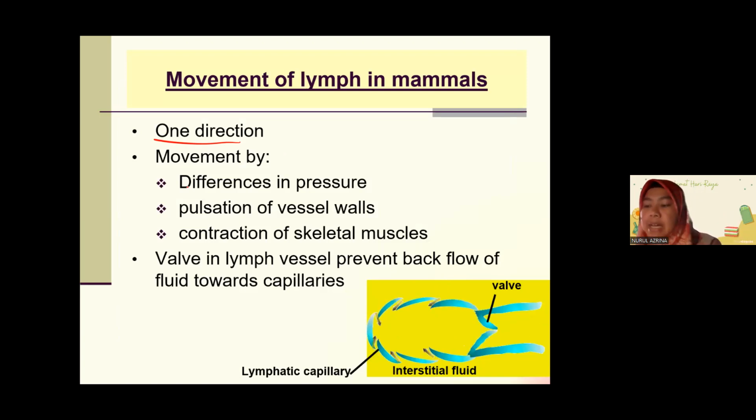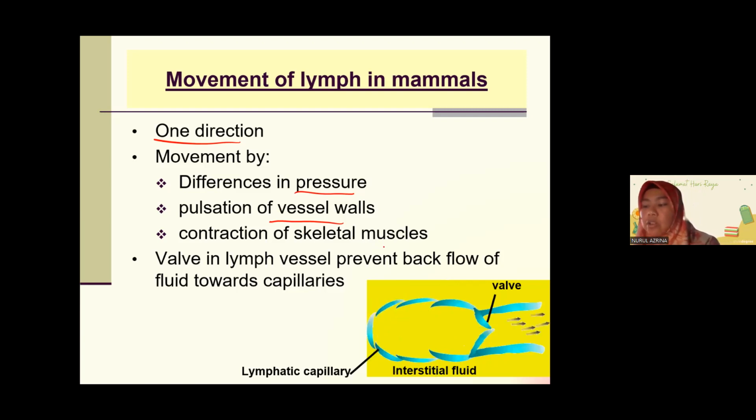It is assisted by differences in pressure, as we discussed earlier. Pressure in the interstitial fluid is higher than the pressure inside the lymphatic capillary. The pressure inside the lymphatic capillary is higher than the lymphatic vessel, and so on. Number two is the pulsation of the vessel wall. Remember, our blood vessel is quite elastic, so it keeps on slowly contracting, right?